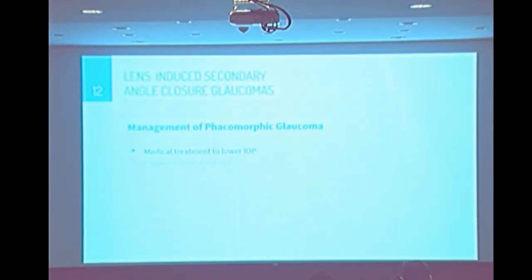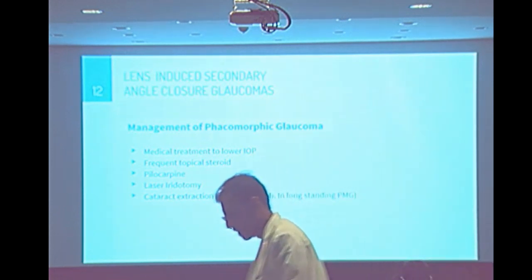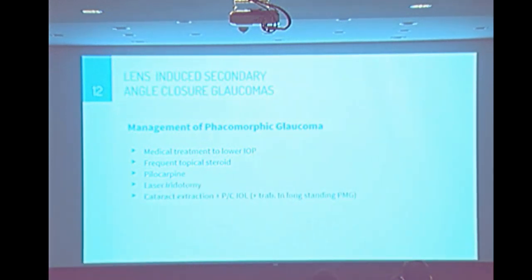Management of such a glaucoma: medical treatment to lower the intraocular pressure, and then frequent topical steroids. These eyes are very angry eyes, so we need to quieten them. And pilocarpine also; the pupil is mid-dilated and the sphincter pupillae is almost ischemic, but it may work. And then laser iridotomy is the first step among the surgical interventions. And then the definitive treatment is cataract extraction, whether with PCIOL or, in long-standing cases, we need to combine it with glaucoma surgery.